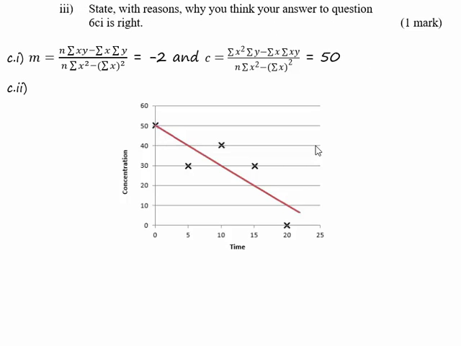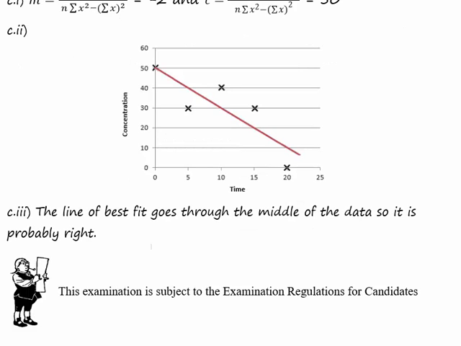Well, I'm confident the answer is correct because the line goes through the middle of the data. There's data on both sides of the line and it's sort of equally spaced. If you look at the perpendiculars from the data to the line, the spacing is about the same. And that's the end of question 6.